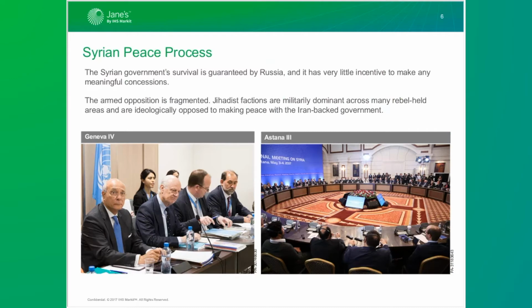capital. So there have been lots of initiatives over the years by the United Nations in Geneva and Vienna, and more recently by Russia, Iran, and Turkey in Astana. Unfortunately, I think the picture on the left does a pretty good job at capturing the mood. However, it's not all negative. There has been some progress. For example, in Astana, we now have the leaders of the armed groups in the room, as opposed to just the exiled political opposition, which has lost most of its influence.